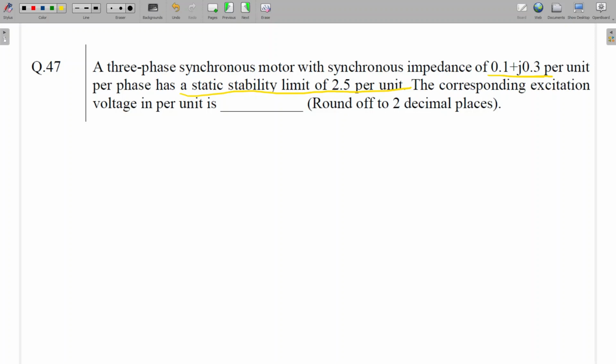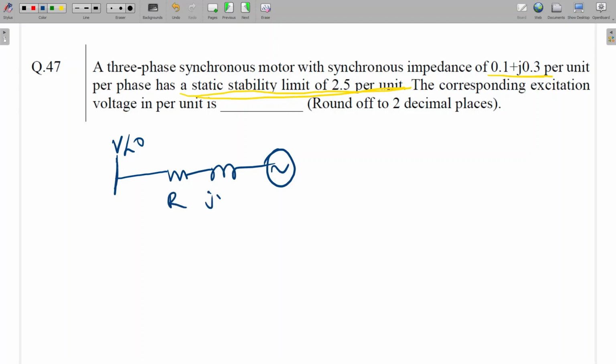For any synchronous motor question, what will be the first step? The first step is that you should draw the single line diagram. Here, what is the meaning of this stability limit? It is the maximum power transfer capability of the motor. So first I am going to draw the single line diagram of a synchronous motor. This is the terminal voltage V angle 0, then R, X, and the motor. Here we are supplying the power to the motor. This will be R, jX, and here will be E angle minus delta, the EMF of the motor.